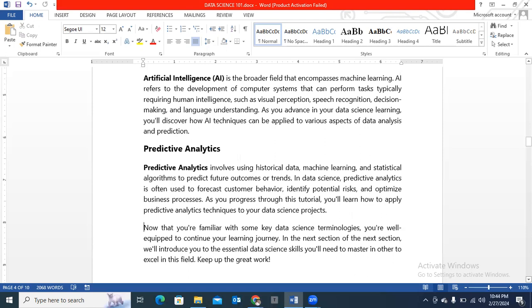Artificial intelligence is a broader field that encompasses machine learning. It refers to the development of computer systems that perform tasks typically requiring human intelligence, like speech recognition, visual perception, decision-making, language understanding. Artificial intelligence actually can do that.